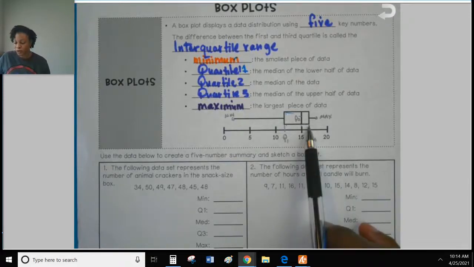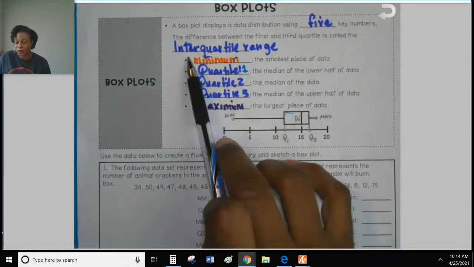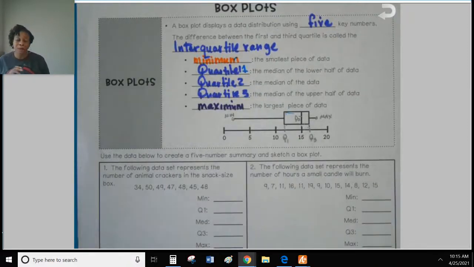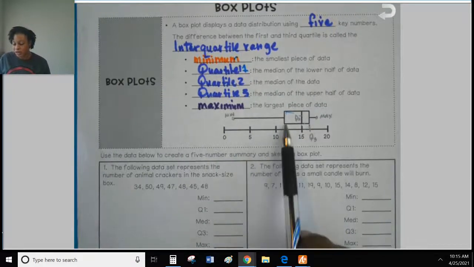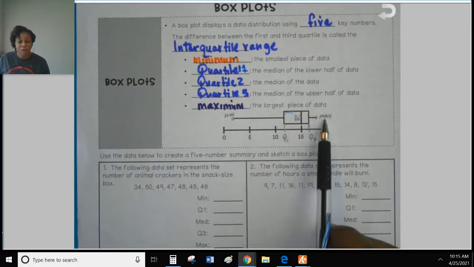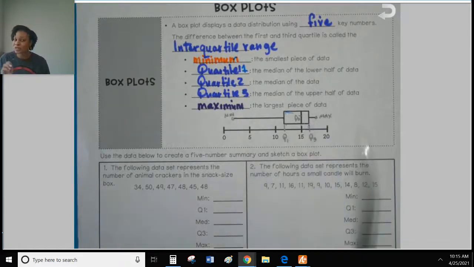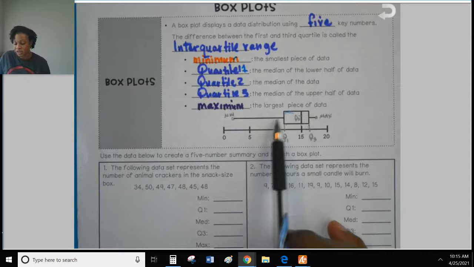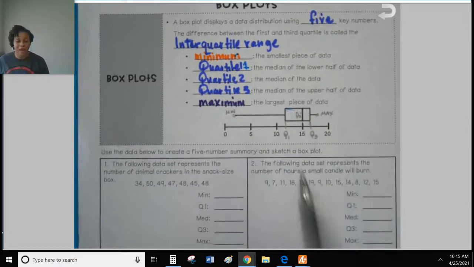The difference between Q3 and Q1 is called the interquartile range. That is a measure of spread. Remember, we talked about range being a measure of spread. Now we're talking about interquartile range, which is the other piece of our measure of spread. It is called a box plot because it includes a box, and then it has 2 lines extended from it. We used to call it a box and whisker plot because it has a box and these little lines look like whiskers or cat whiskers.